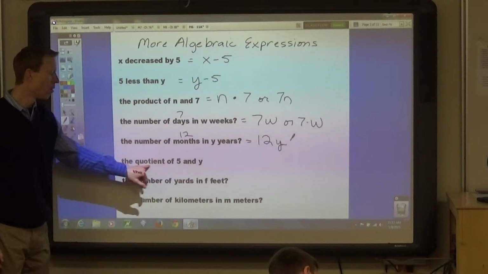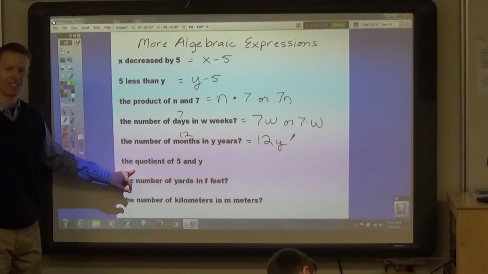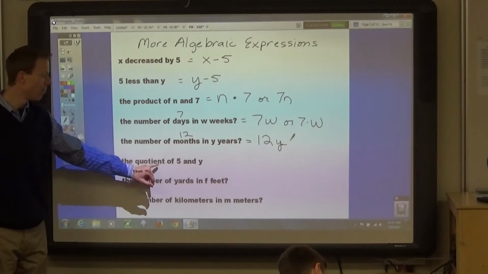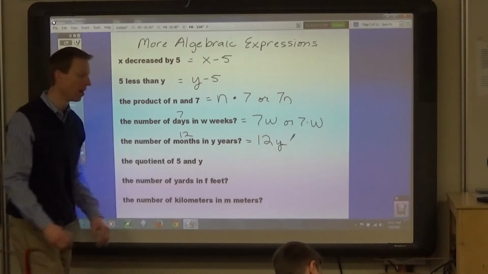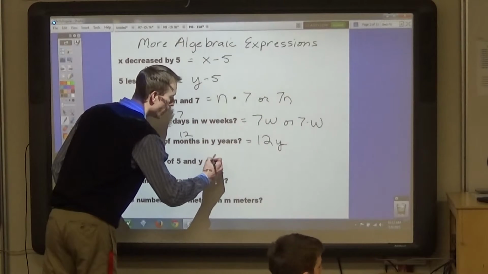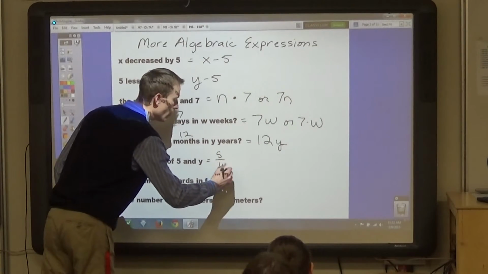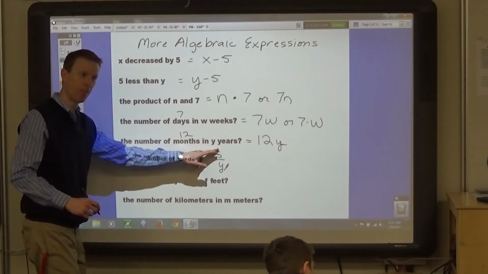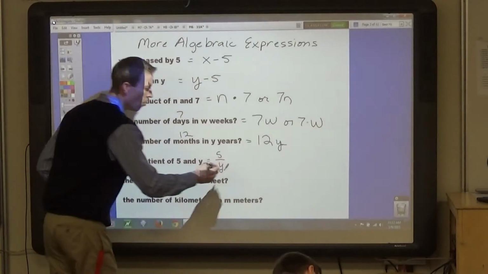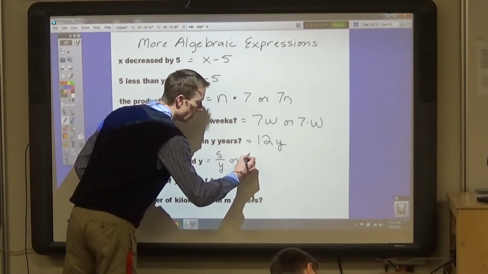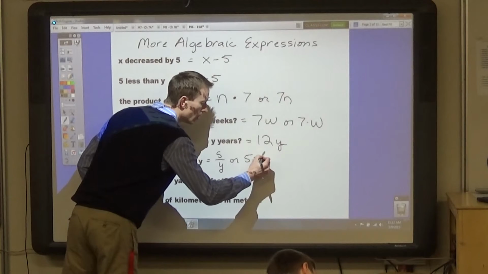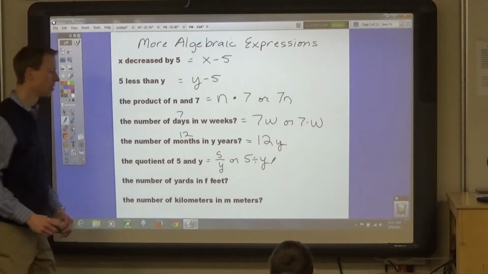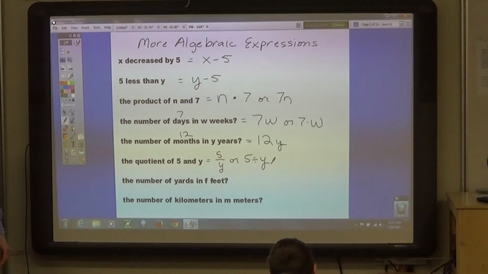Now, the quotient of, what is that? Yeah, that's dividing. So 5 divided by y. The quotient of 5 and y, and we can write division as a fraction, 5 divided by y, or we can write it this way. The quotient of 5 and y.